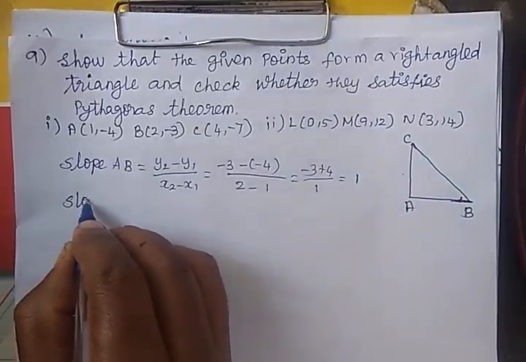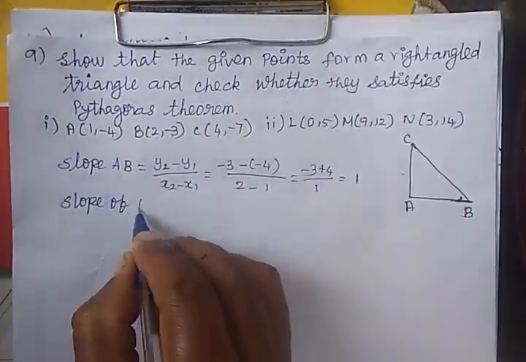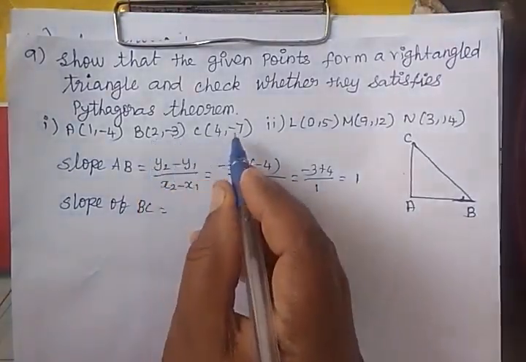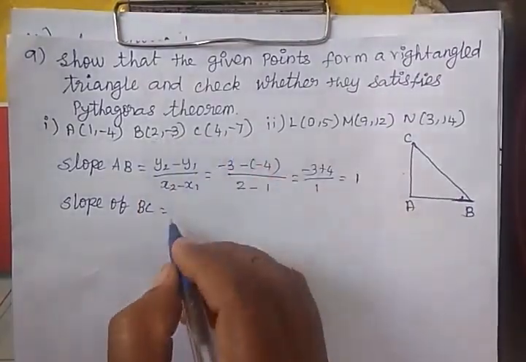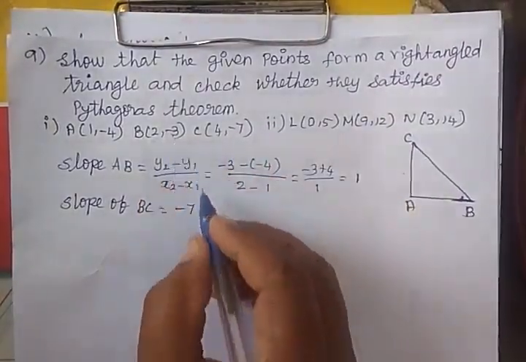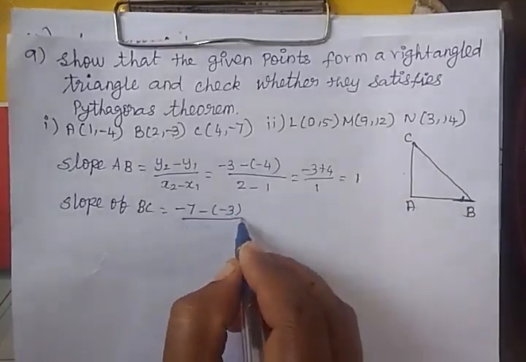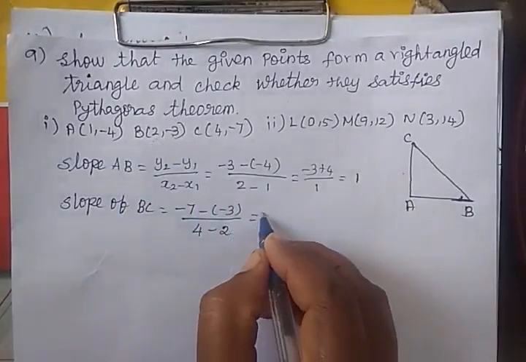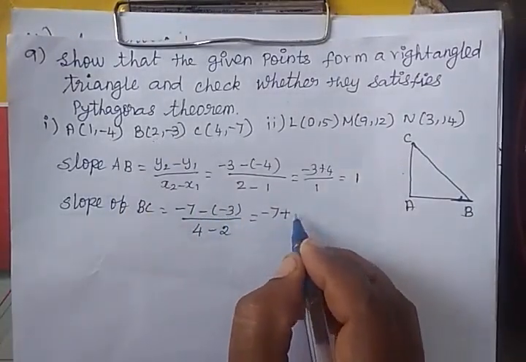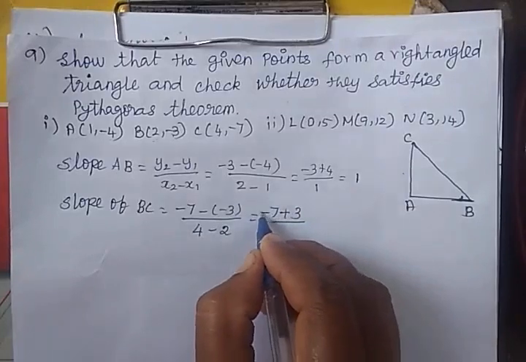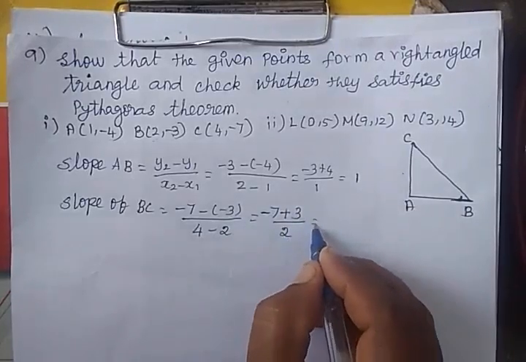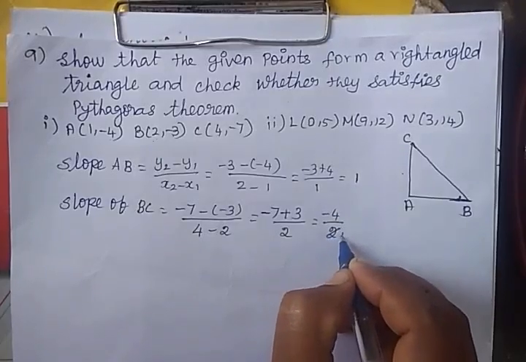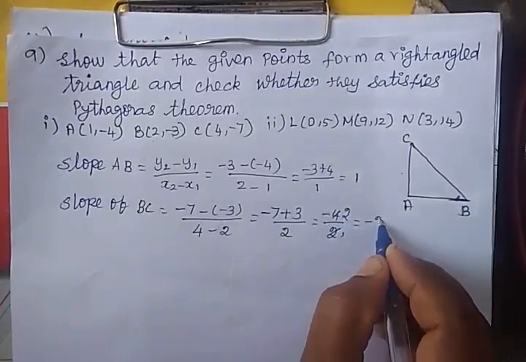Next, the slope of BC. The points B and C, x1, y1, x2, y2, with the same formula. y2 is -7, y1 is -3, x2 is 4, x1 is 2. So -7 - (-3) is plus 3, over 4 - 2 is 2. -7 + 3 is -4 by 2. Simplify the fraction: 1 2 is 2, 2 2s are 4, that is -2.